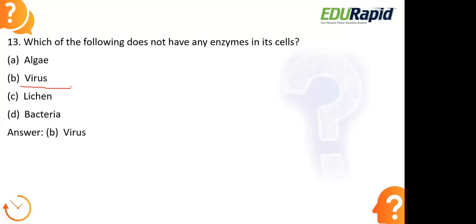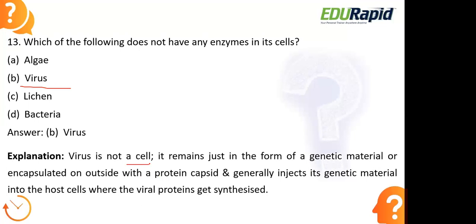Virus does not contain any enzymes in its cell because it is not a cell at all. We cannot call it a cell because no cell is present in its body. The genetic material, whether DNA or RNA, is freely suspended in the virus, encapsulated on the outside with a protein capsid. The protein capsid is the outer covering of the virus. This is how it will be.